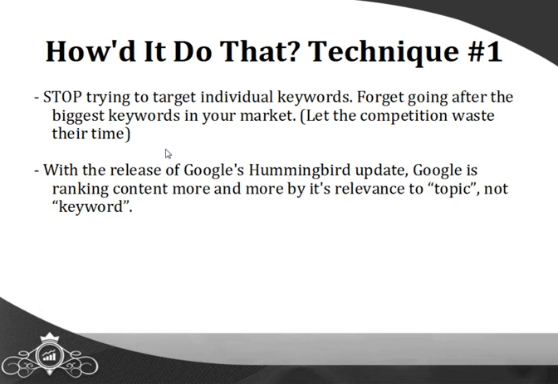So if someone types in dog training, because it's a broad keyword, there's a number of questions that that person may be trying to answer. It could be something like, what is the philosophy of dog training? It could be something like, is there a dog training school near me? It could be, can I train my dog myself? It could be, how expensive is dog training?